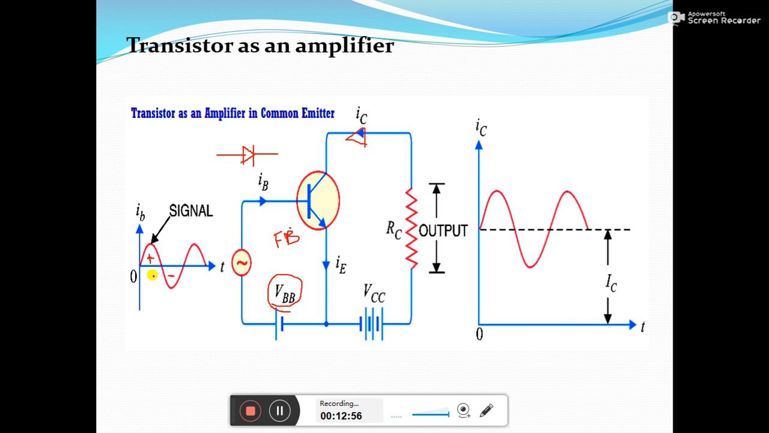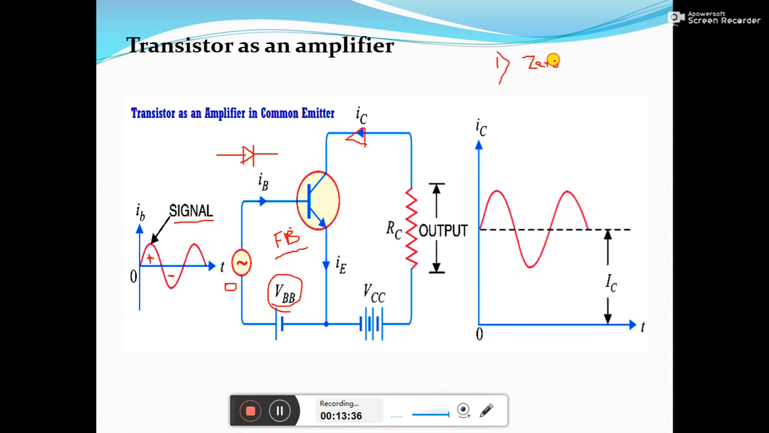Let's consider the first case. In the first case, we don't apply any AC signal. If you don't apply any AC signal, it will be zero. At zero voltage of the AC signal, as I already told you, VBB is large enough to keep this diode in the forward bias condition irrespective of the signal magnitude. Even if it is 0 here, this is forward biased and you will get a collector current value IC. That current value is referred to as the zero signal current.